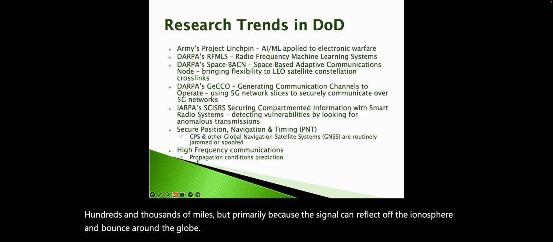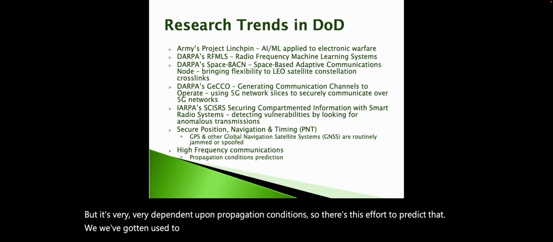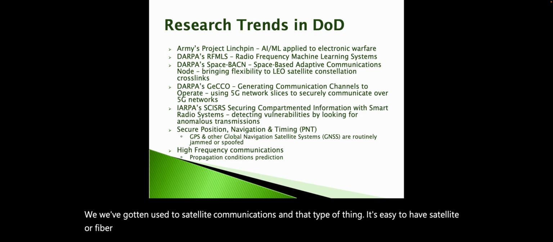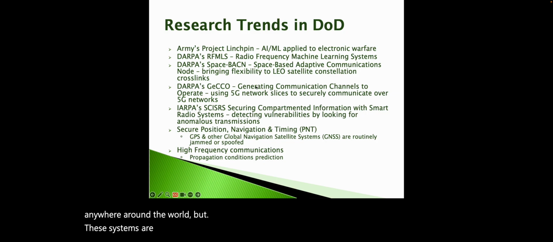But it's very, very dependent upon propagation conditions. So there's this effort to predict that. We've gotten used to satellite communications and that type of thing. It's easy to have satellite or fiber optic, transatlantic, transpacific, transoceanic type cables, right? And we can communicate anywhere around the world. But these systems are vulnerable in a defense-oriented conflict type situation. Cables are cut.